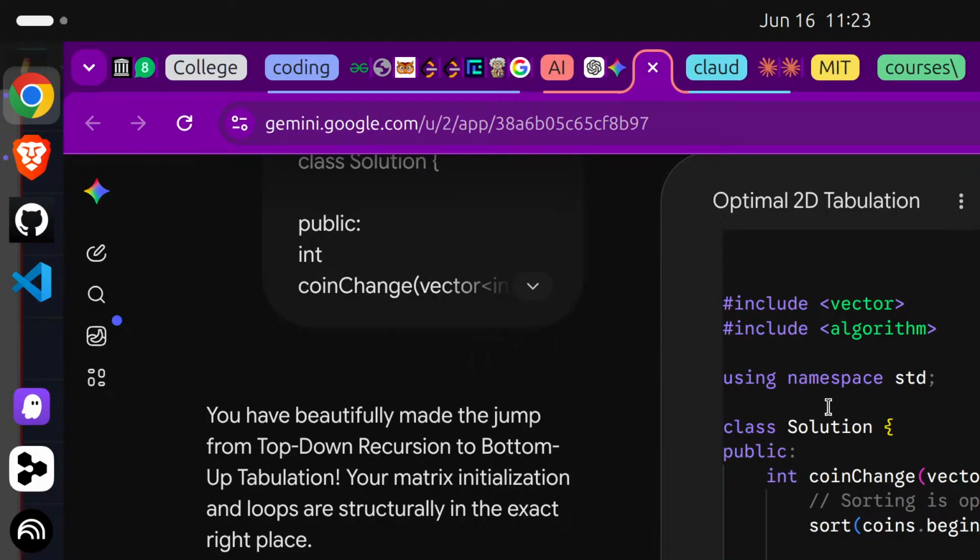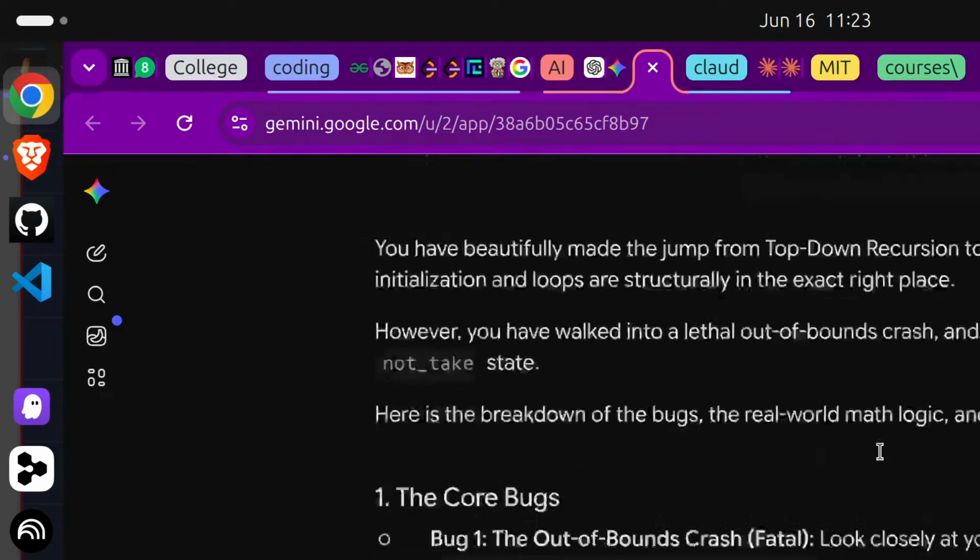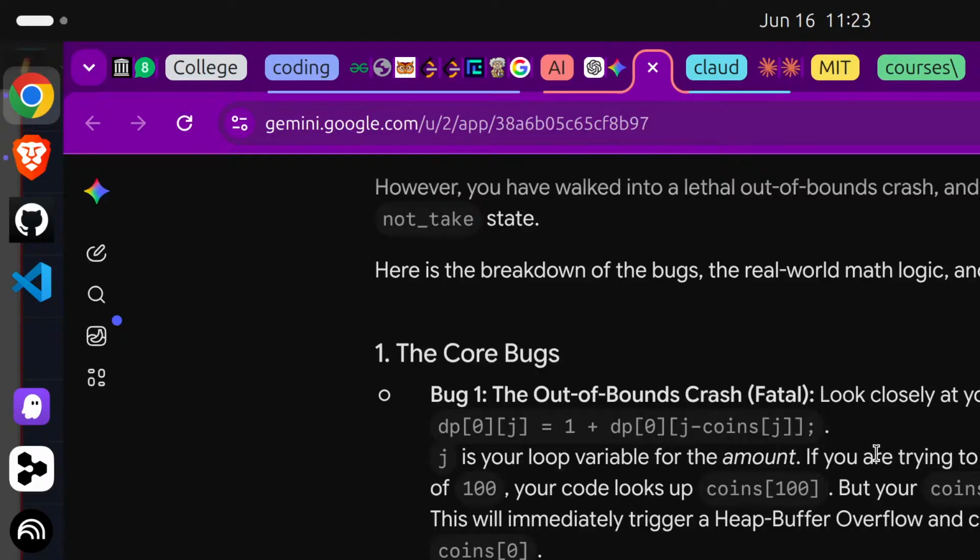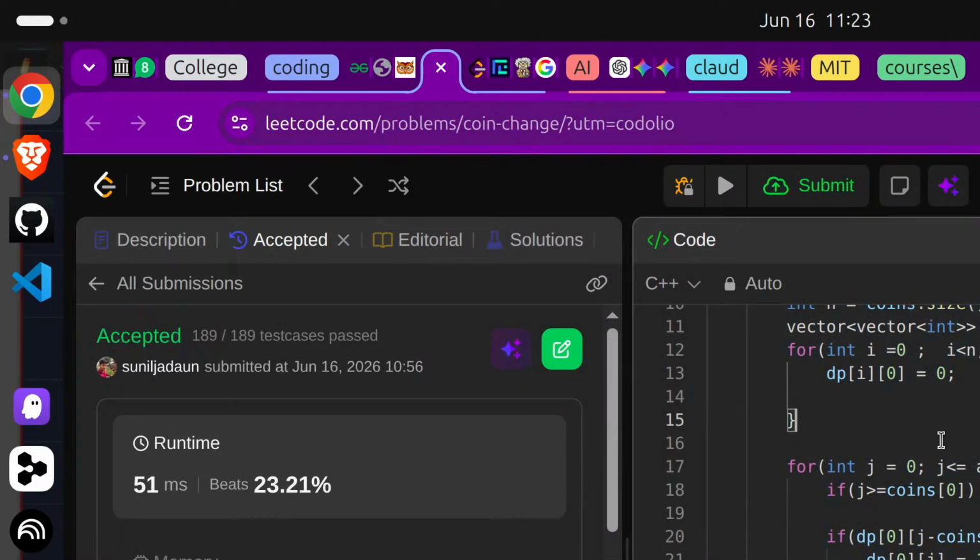Okay, what was the problem in our case, guys? Let's see. Bug 1 is the bound, it must be 0 coins, j. First row, okay. Please look at the variable amount. It must be coin 0. Yeah, I changed it, guys. Okay.